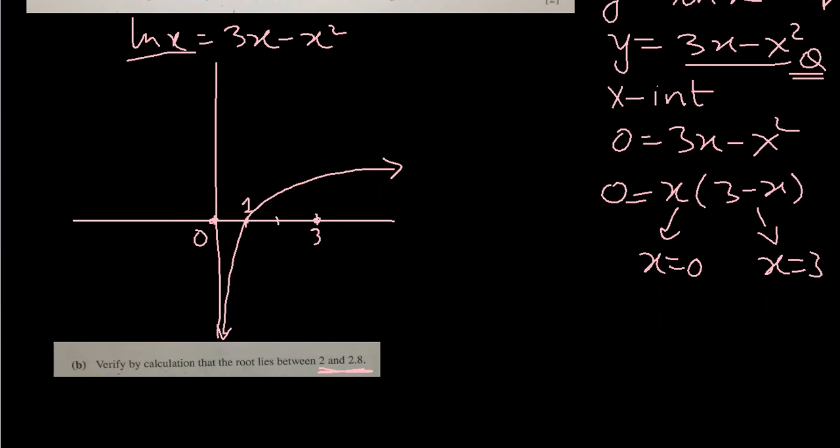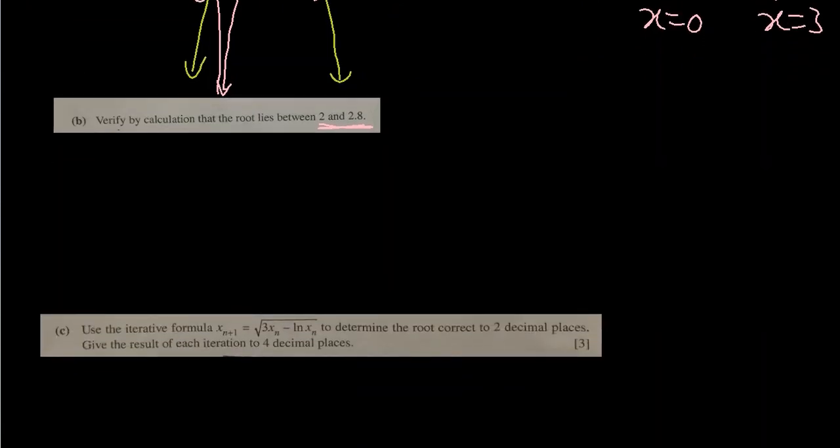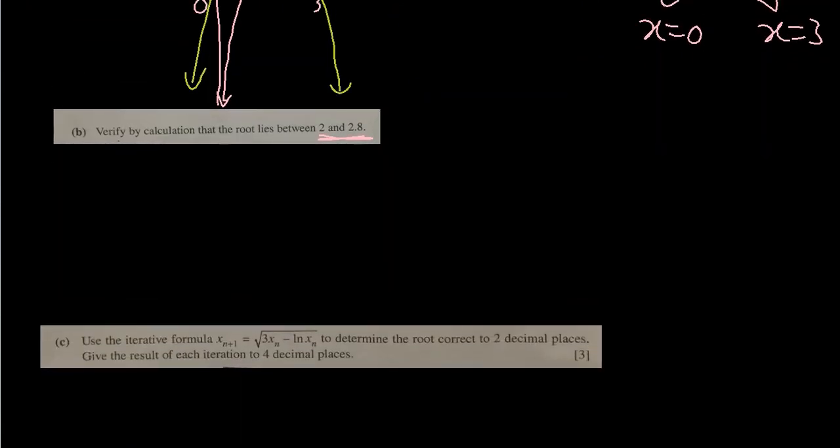Since the leading coefficient of x² is negative, our graph for this will open down, and these are the two x-intercepts. We can clearly see they are crossing at one point, so only one root is there. That's what we've shown through the graph. Now verify with calculations that the root lies between 2 and 2.8.